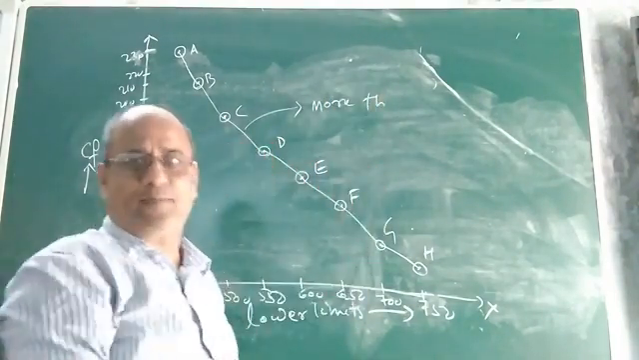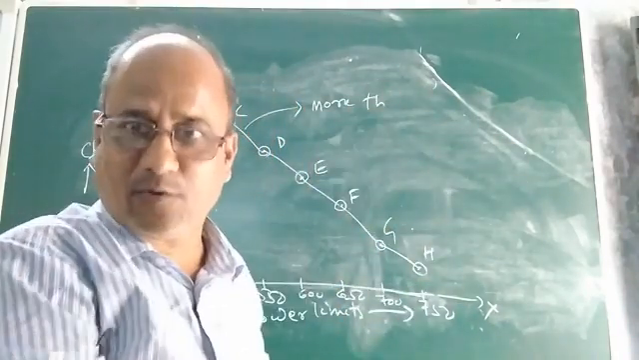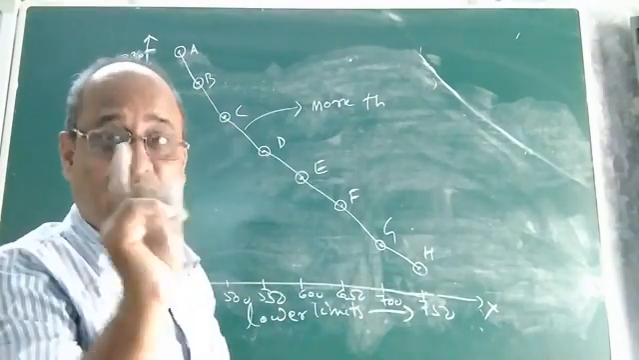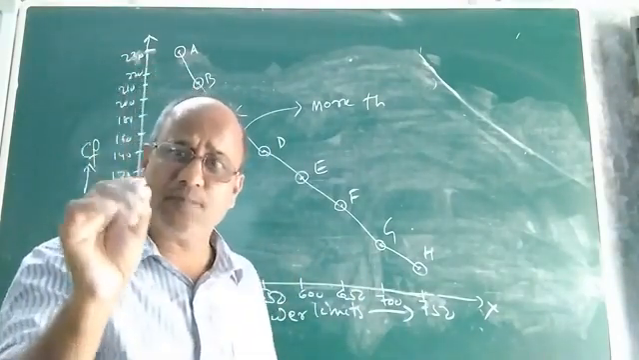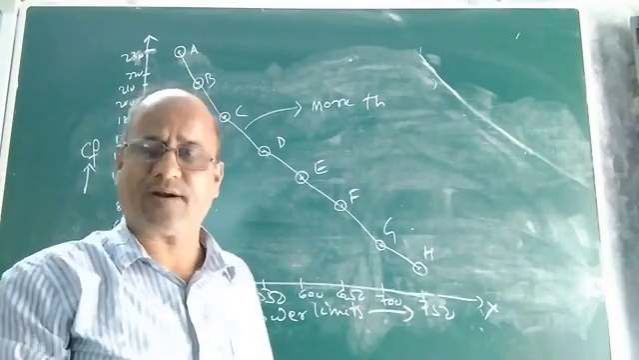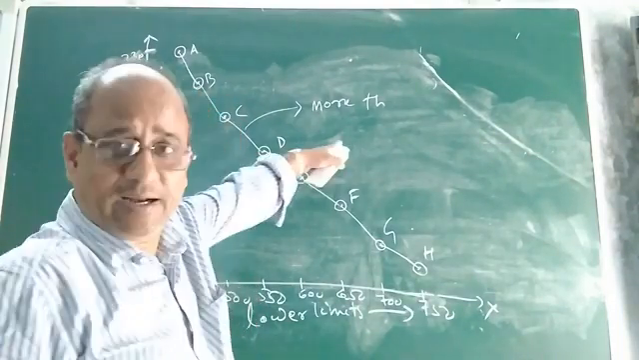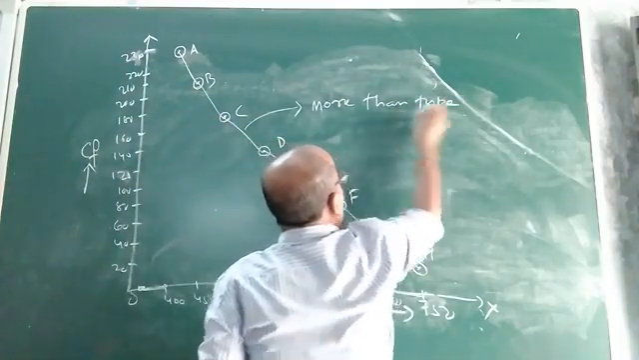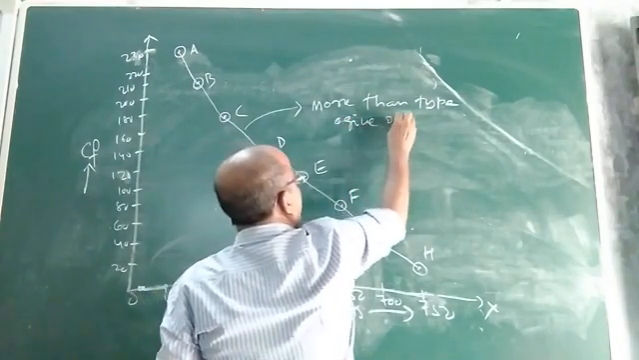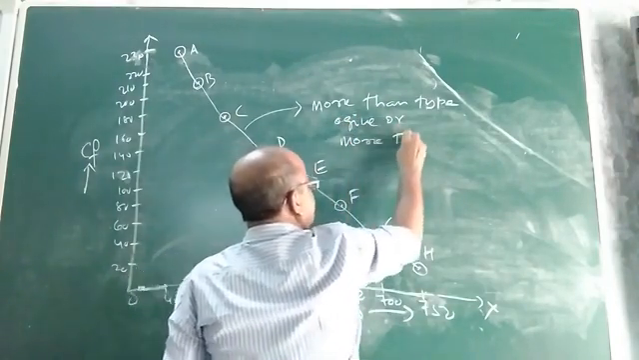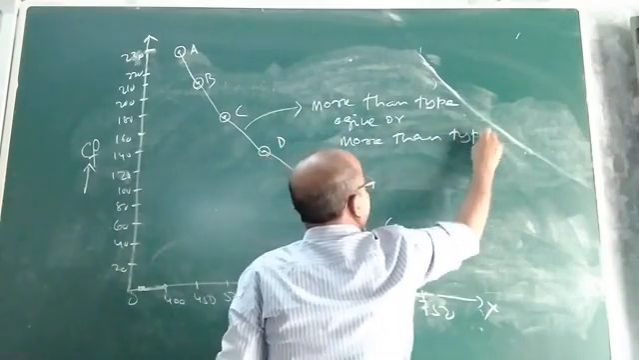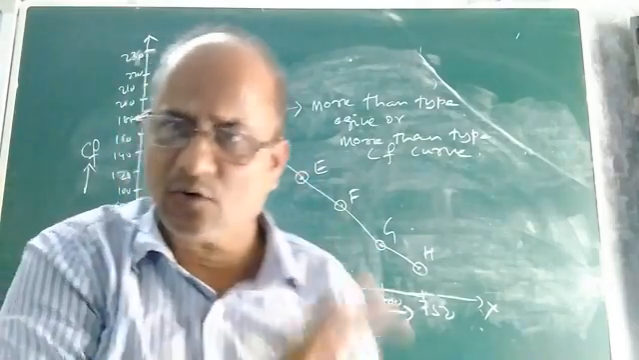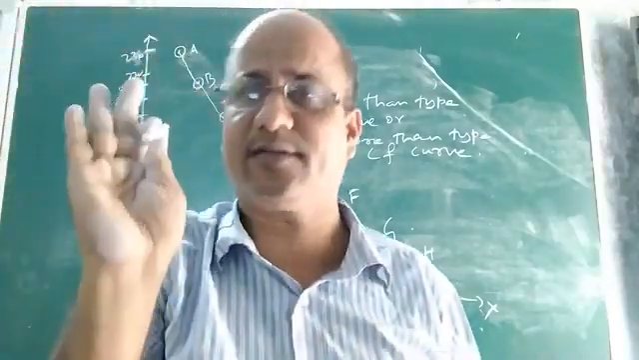Children, you have to do it on graph paper. As I do not have graph paper, I am trying to explain it on the board so that you will understand and do it on graph paper. If you draw on graph paper, choosing the scale is very important. If you choose the scale properly, then you can easily plot the graph and it will be correct. So you will get a curve like this, and this curve is nothing but the more than type ogive, the more than type cumulative frequency curve.